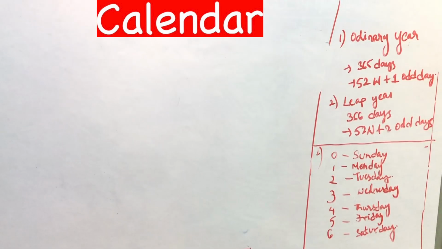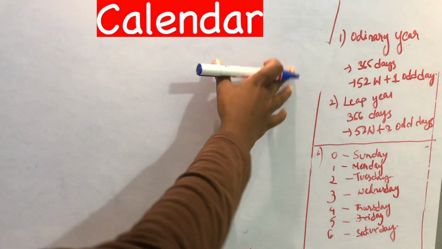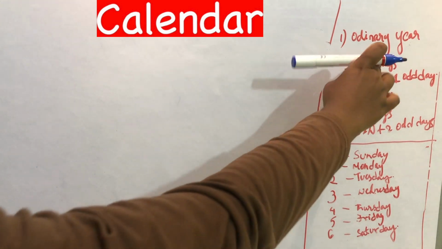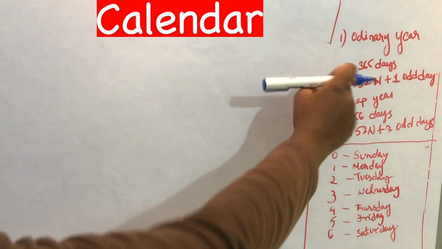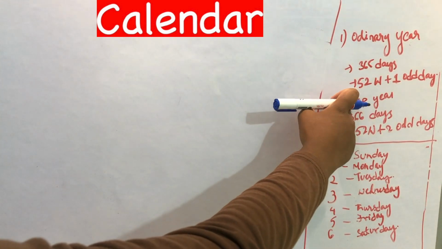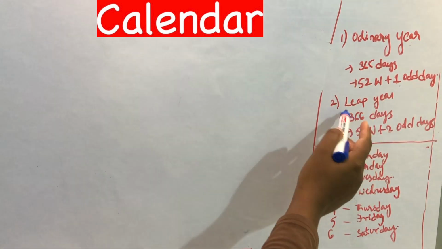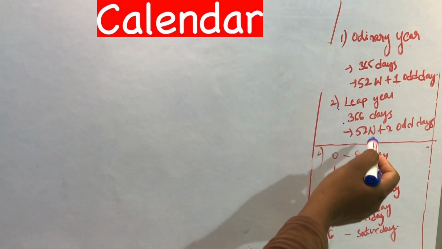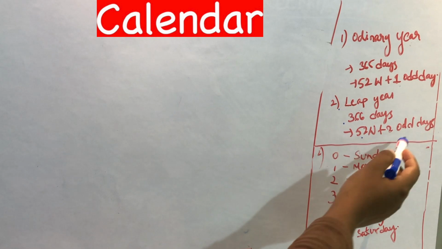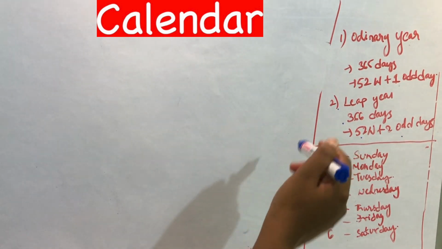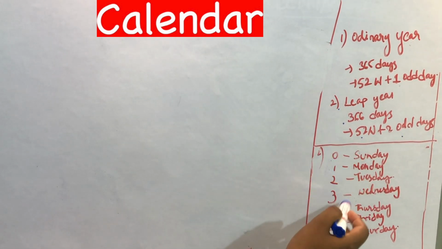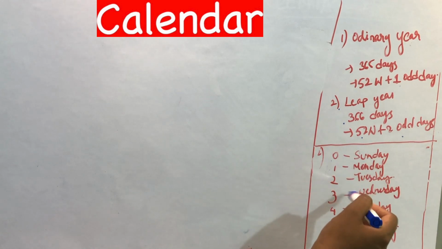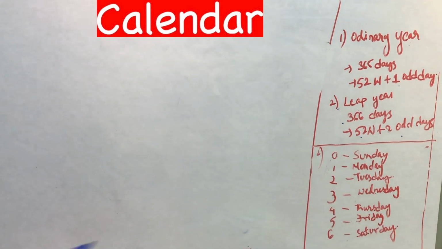Okay, so till now what we have learned is, in an ordinary year we have 365 days, which can also be denoted as 52 weeks plus 1 odd day. In a leap year we have 366 days, which can also be denoted as 52 weeks plus 2 odd days. And for each and every odd day, its respective weekday has been assigned. So this is what we have learned.